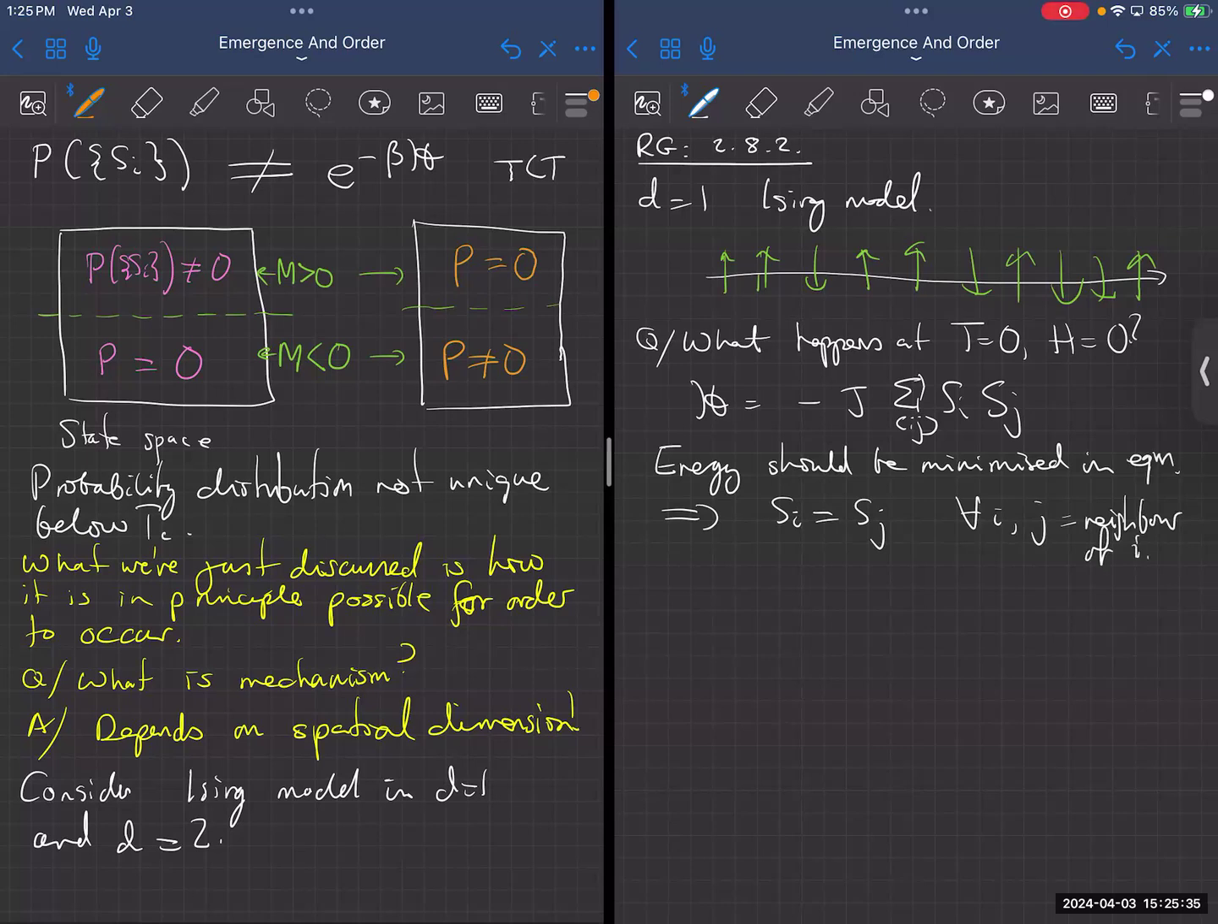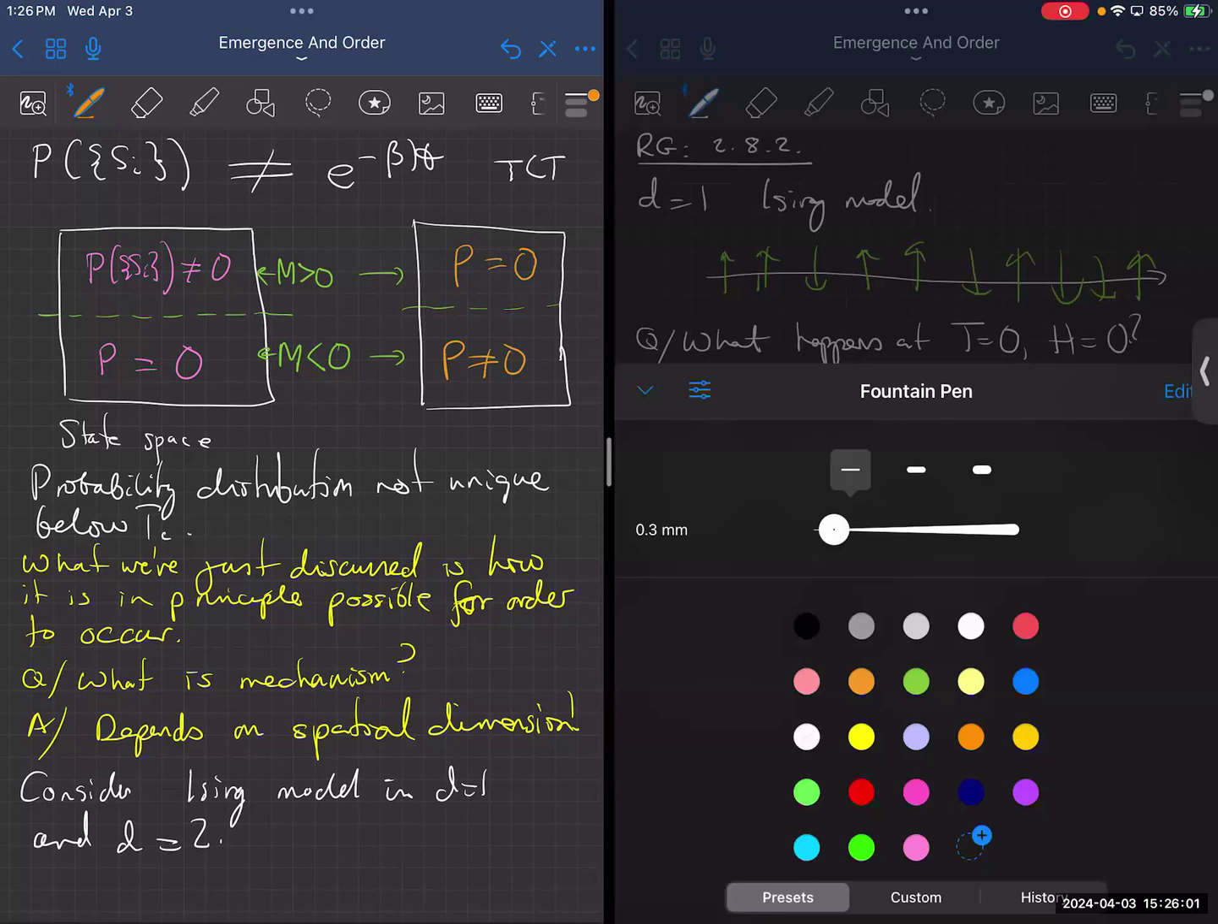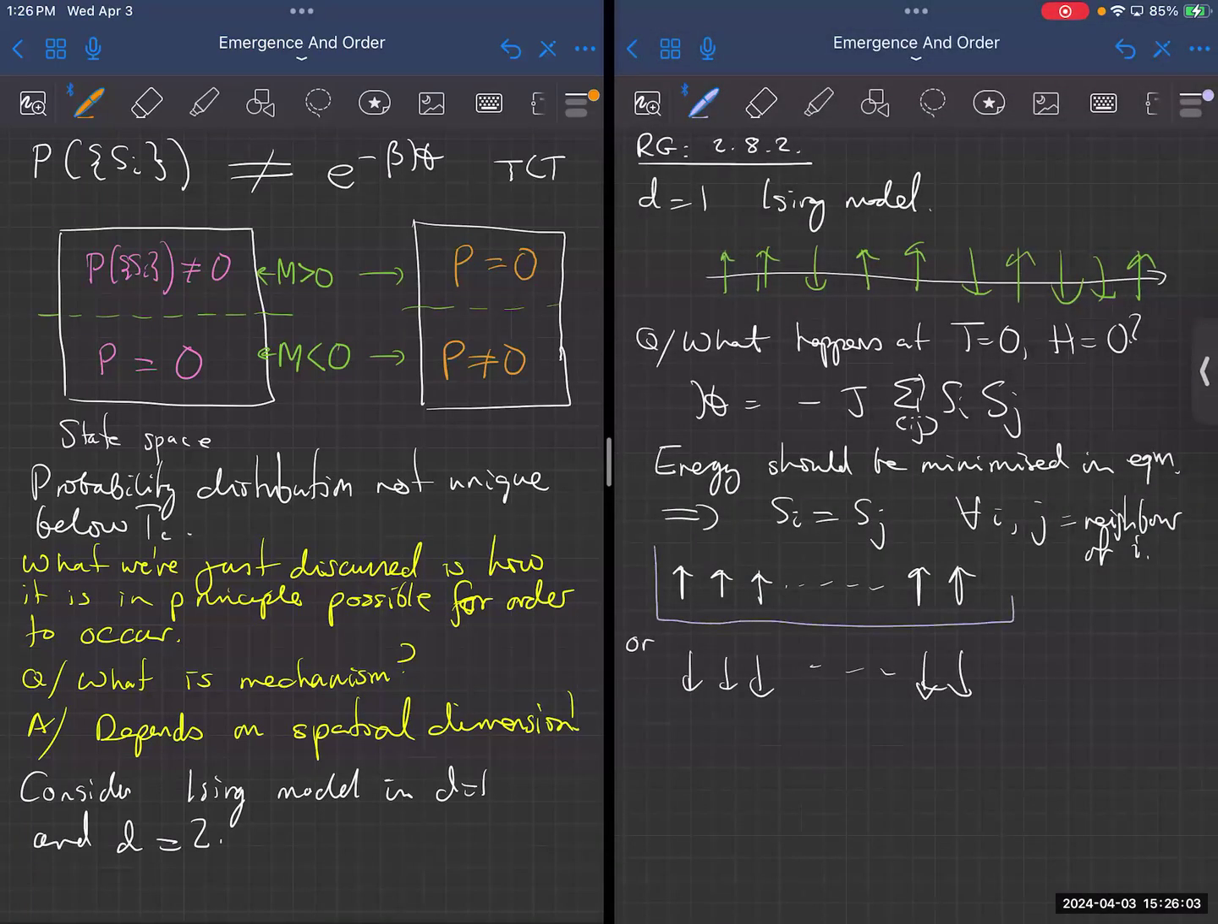So that means that the ground state of the system is going to look like this, or that. So there are two ground states, and they both have the same energy. Okay, so now let's just choose one of these states. We're going to choose the up state, and the question we're now going to ask is what happens if I slightly raise the temperature?